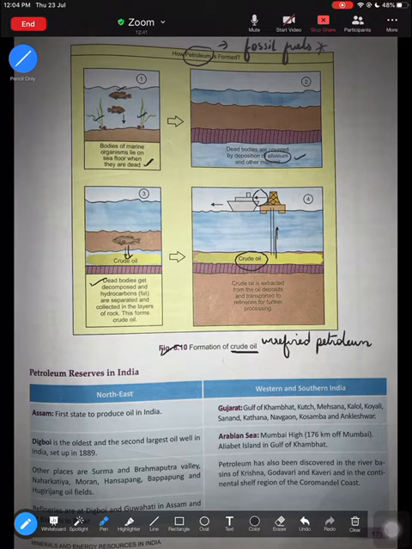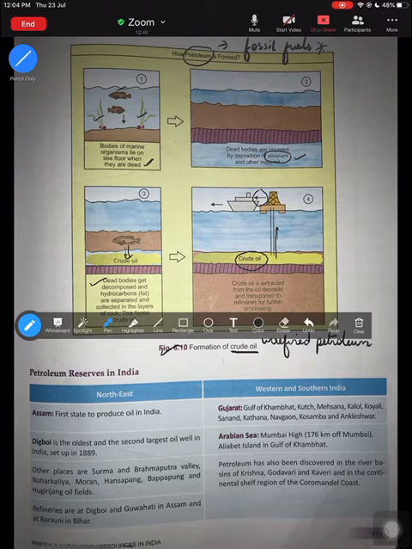Now moving to the petroleum reserves in our country, many questions come from here. Especially, we'll deal with the Northeast first. Assam is the first state to produce oil in India. Sometimes they ask you to name the first state in the northeastern part of India to produce oil. It is Assam. Now in Assam, Digboy is the oldest. Digboy is in Assam. It's one of the oldest and the second largest oil well in India.